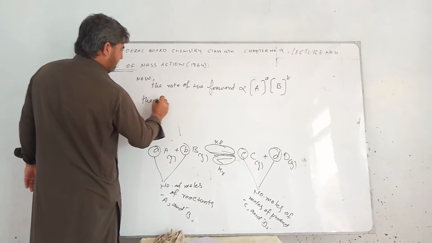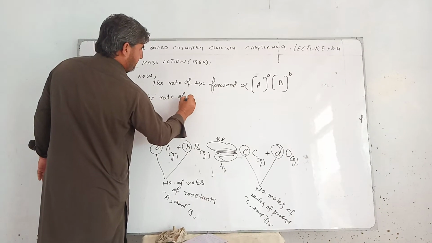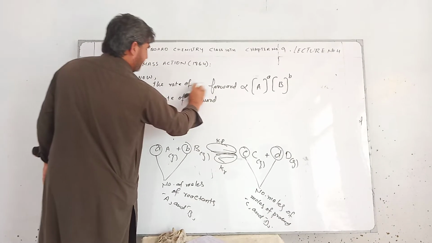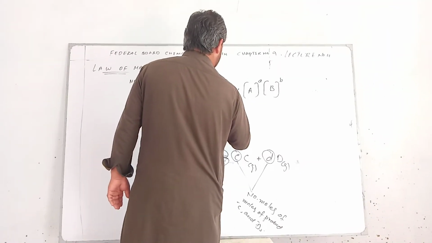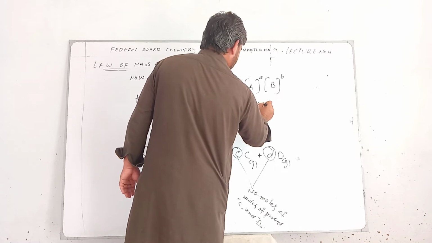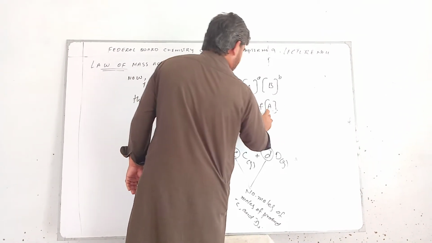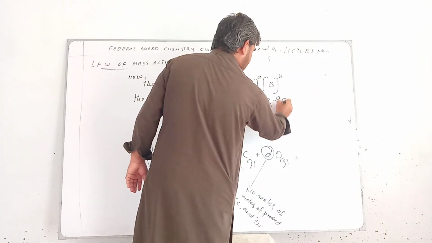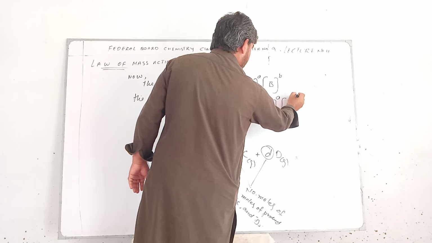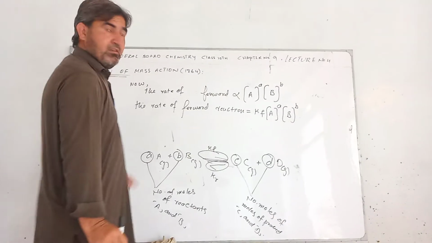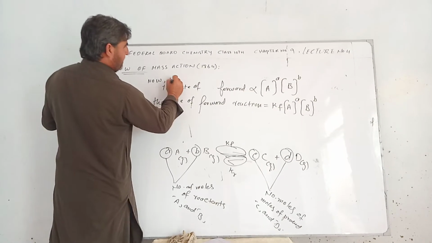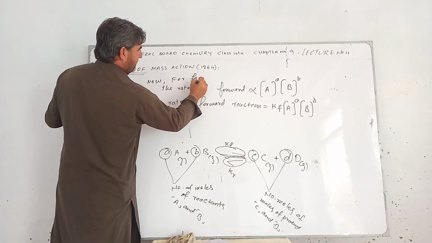Now further, the rate of the forward reaction is Kf times the concentration of reactant A raised to the power of the number of moles of A, times the concentration of reactant B raised to the power of the number of moles of B. This is just for the forward reaction.